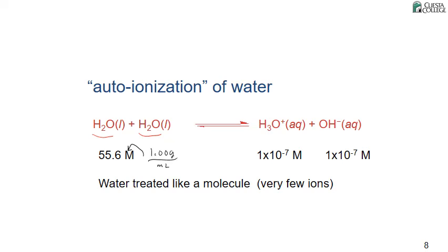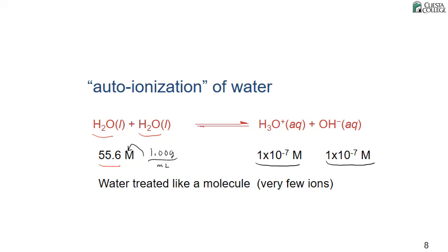However, in pure water at 25 Celsius, there's a very, very small amount of the H3O plus and a very, very small amount of the OH minus. This process is called autoionization. There's nothing we can do to speed it up or slow it down at a particular temperature. It just always happens. But if you look at the ratio of these two substances, 55 moles per liter of liquid molecular water and 1 times 10 to the minus 7 moles per liter of things that have ionized, it's clear that water can be treated like a molecule. There are very, very few ions.